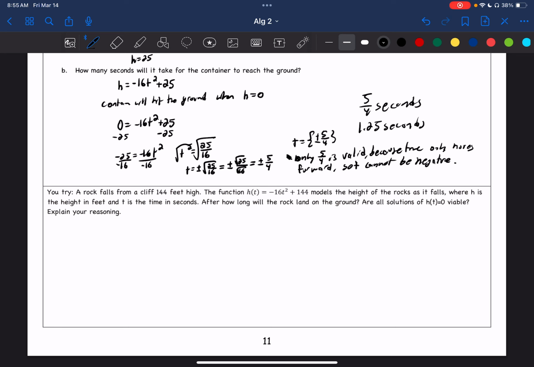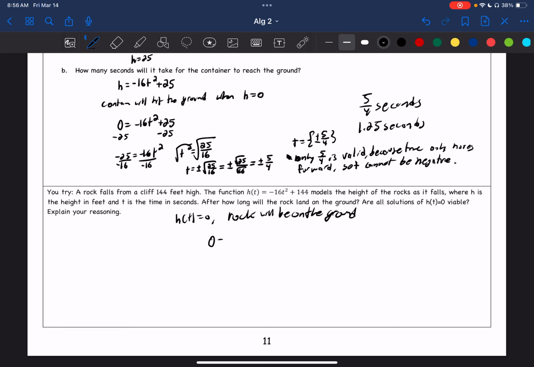Okay, now looking at this last one. A rock falls from a cliff 144 feet high. The function h of t is equal to negative 16t squared plus 144 models the height of the rock as it falls, where h is the height in feet and t is the time in seconds. After how long will the rock land on the ground? Are all solutions of h of t viable? Explain your reasoning. So same thing as the last problem. When h of t is equal to 0, the rock will be on the ground.